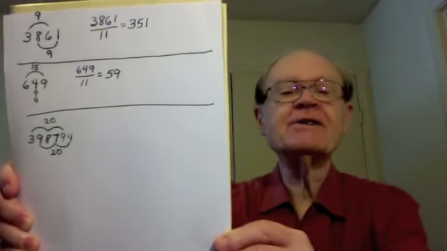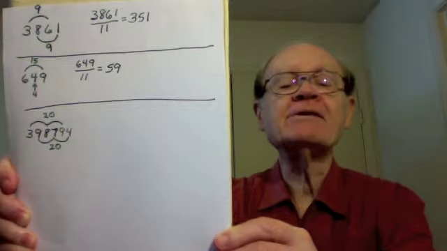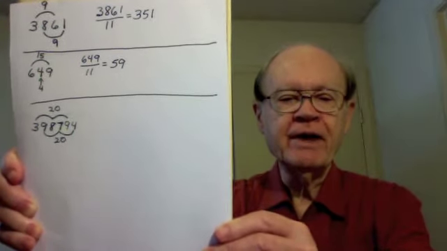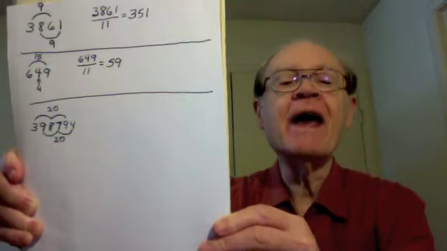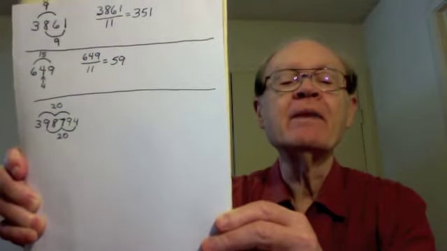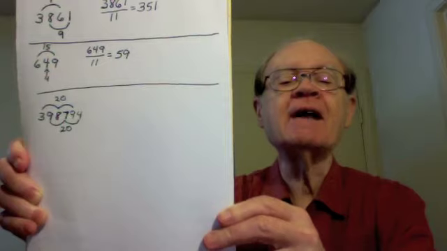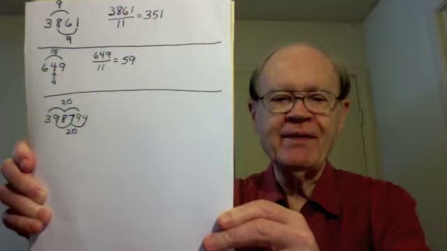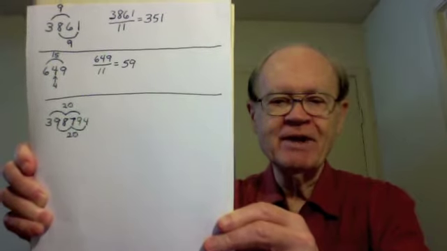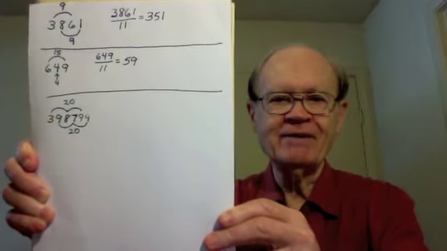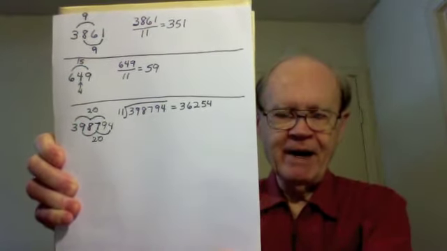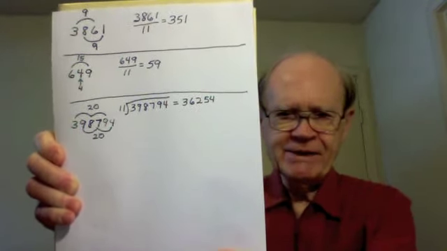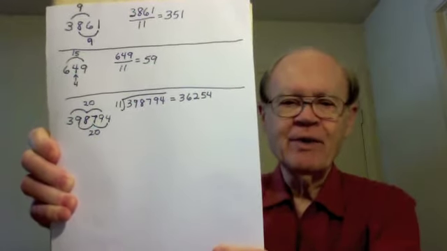Now consider the six-digit number 398,794. The alternating digits 3, 8, and 9 add up to 20. The other group of alternating digits, 9, 7, and 4, also add up to 20. They both add up to the same number, and that means that this six-digit number is exactly divisible by 11. And indeed, that number divided by 11 equals exactly 36,254 with no remainder.